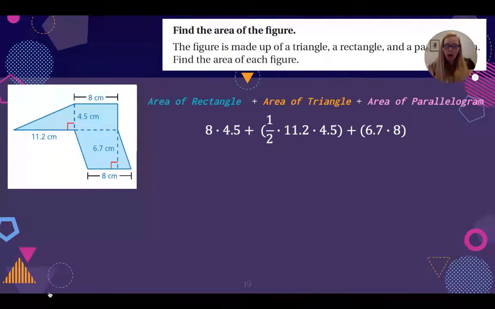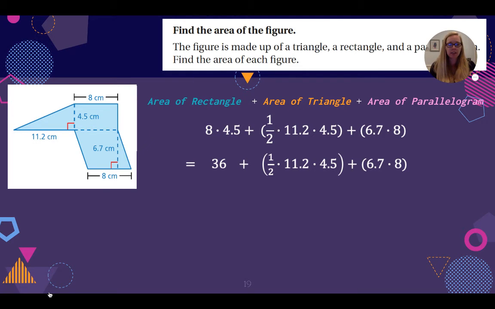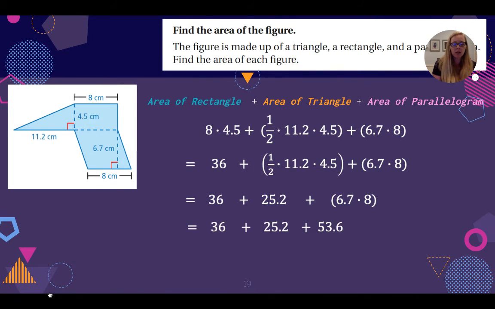All right, take that one part at a time. 8 times 4.5 is 36. Then go on to the next one. And we're using the calculator, right? So 0.5 times 11.2 times 4.5. So the area of our triangle is 25 and 2/10. And then do the last part, the area of the parallelogram. So now in your calculator, do 6 and 7/10 times 8. And we get 53 and 6/10. Add those all up. Our total area is 114 and 8/10 feet squared.